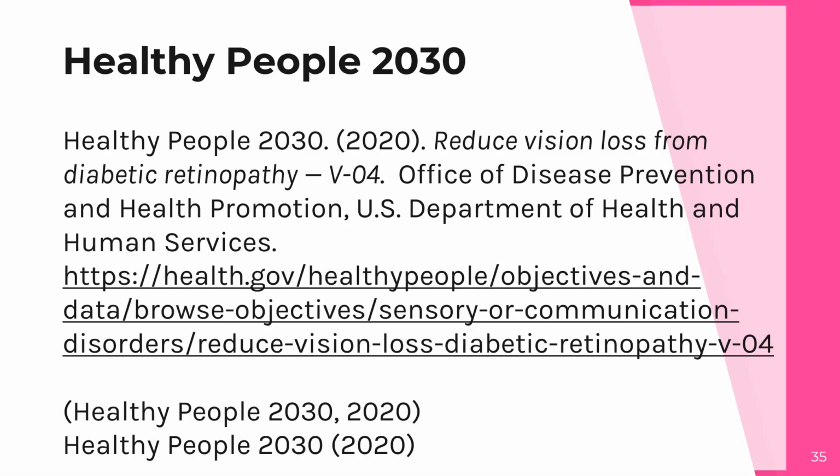For Healthy People 2030, we'll want to follow the rules for a web page on a website with the government agency group author. Healthy People 2030 will be the author with the parent agencies as the source. For the parenthetical citation, it will be Healthy People 2030, 2020 in parentheses, and the narrative citation will be Healthy People 2030 in text, followed by the date in parentheses.